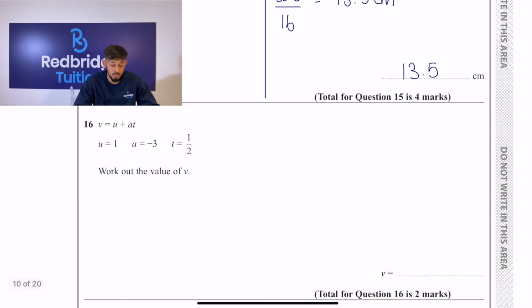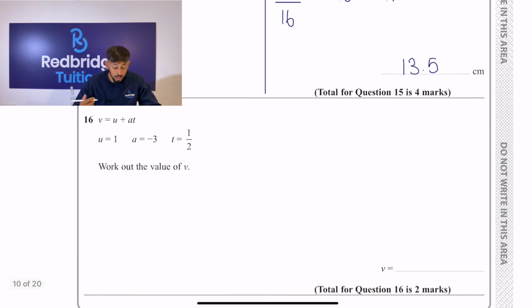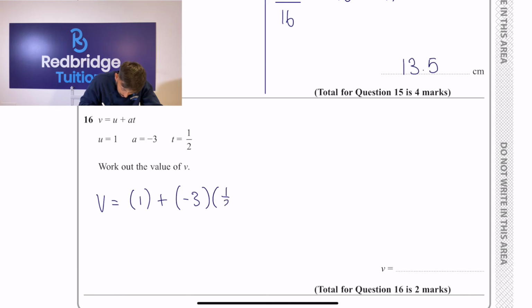We've got V is equal to U plus AT. This is a standard equation. So we've got the values of U, A, and T, which are 1, minus 3, and a half respectively. So our question is to work out the value of V. So we're going to substitute the numbers that we have into our equation and work out the value of V. So wherever we substitute, we put the numbers into brackets. So we've got V is equal to bracket 1 close bracket plus bracket minus 3 close bracket times by a half.